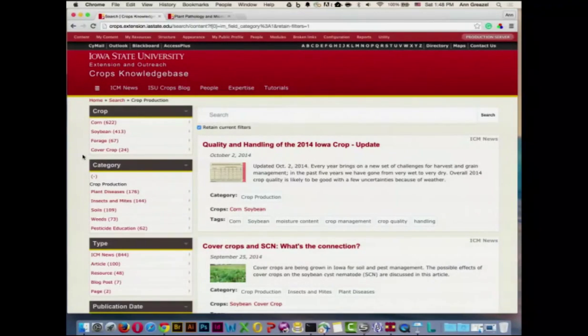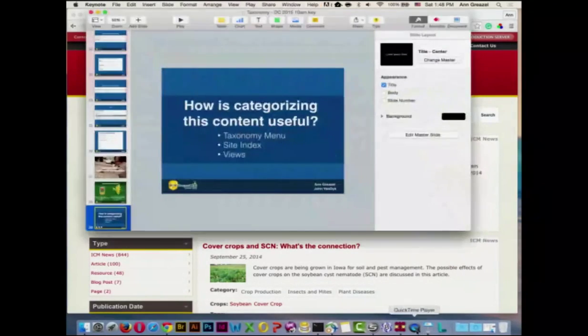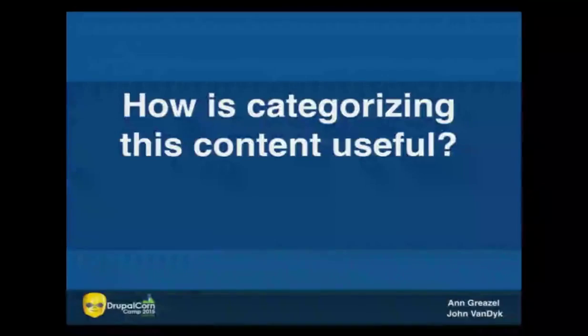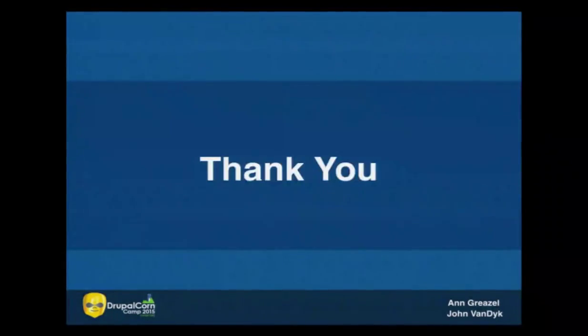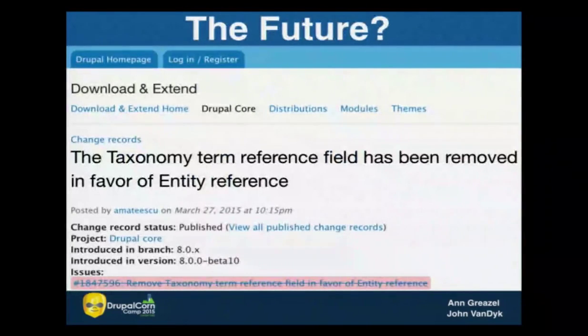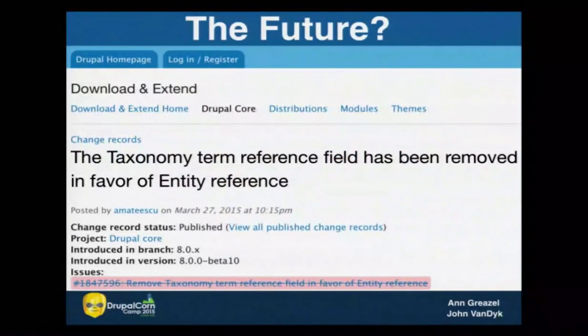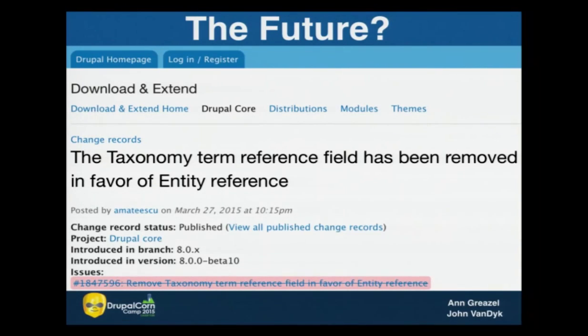So I wanted to just really briefly talk about the future of taxonomy as Drupal 8 comes up, because you want to make sure that the stuff you do is going to translate into the next version of Drupal 8, right? And it turns out that as of Drupal 8 Beta 10, the taxonomy term reference field, which is what we've just been telling you to use, is actually going away. However, it sounds scary, but really it's not.